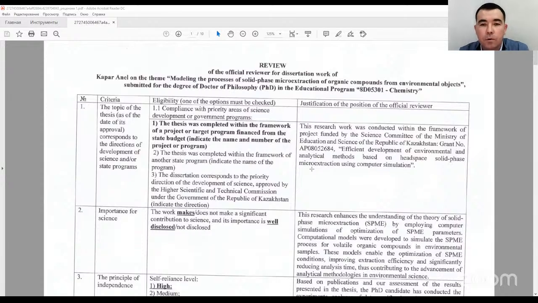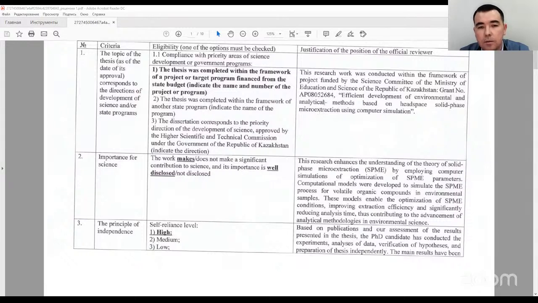Thank you. Review of the dissertation of Kapar Anel on the theme Modeling the Process of Solid Phase Microextraction of Organic Compounds from Environmental Objects, submitted for the degree of Doctor of Philosophy in the educational program Chemistry. The topic of the thesis corresponds to the directions of development of science and the state programs. The thesis was completed within the framework of a project or target program financed from the state budget.